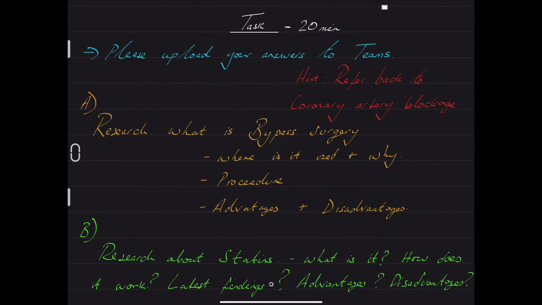And just an outline of the procedure. So when we're talking about a bypass surgery, can you just give me an outline, no more than about 3 to 4 sentences? Then I want you to talk about any advantages or disadvantages of the procedure. So this is just for bypass surgery. Where is it used and why? The procedure, just a brief outline of the procedure of a bypass surgery, and what are the advantages and disadvantages.